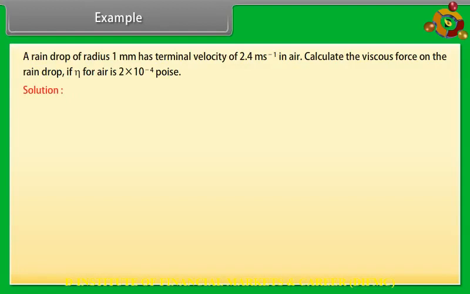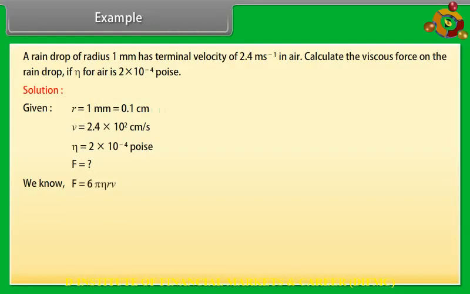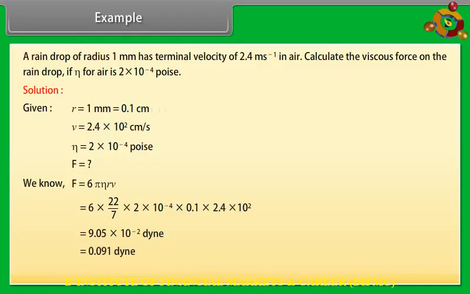Let's see the solution. Given values are r is equal to 1 millimeter, which can be written as 0.1 centimeter; v is equal to 2.4 into 10 square centimeter per second; eta is equal to 2 into 10 raised to the power minus 4 poise. We know that F is equal to 6 pi eta r v. Putting their respective values in the above equation, on calculating we get F is equal to 9.05 into 10 raised to the power minus 2 dyne, which is equal to 0.091 dyne. Hence, the viscous force on the raindrop is 0.091 dyne.